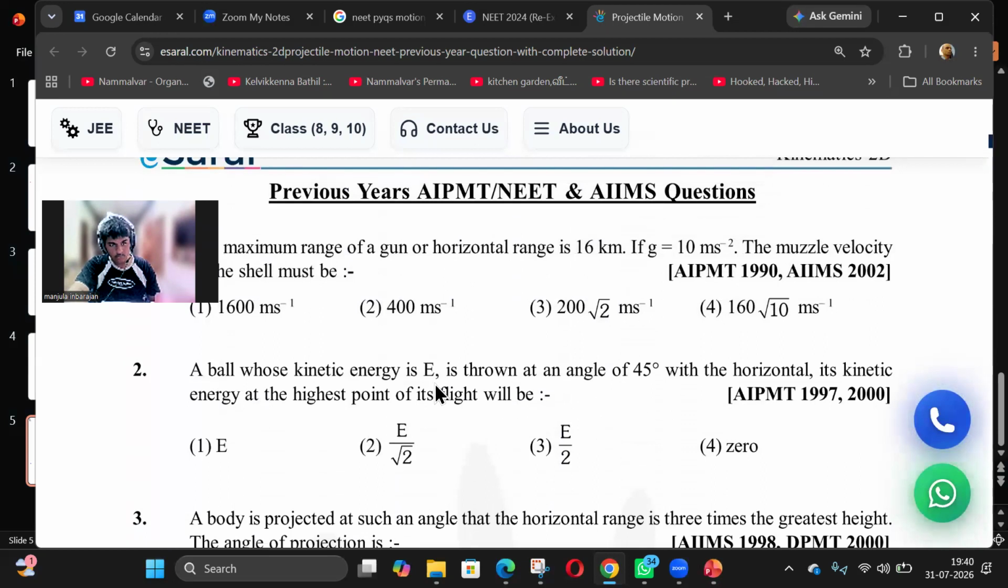This one, you already know. Question number 2. What is the answer? Only the horizontal kinetic energy will be there, which is with velocity U by root 2. So U square by 2, it's half of E. So option 3.